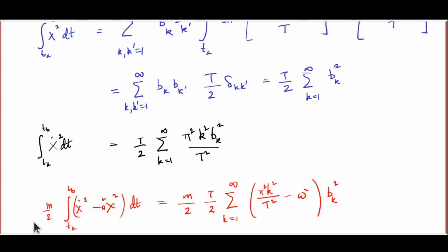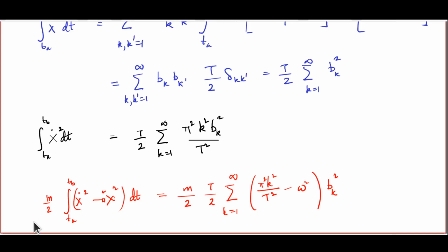Now, if you calculate the action, or rather, the change in the action from the classical value, which is of course this integral m by 2 integral from ta to tb of x dot squared minus omega squared x squared with respect to time, you end up with mT by 4 times an infinite sum. So action is still an infinite sum, but now notice that this sum has no cross terms between different values of k. Each k appears only once.